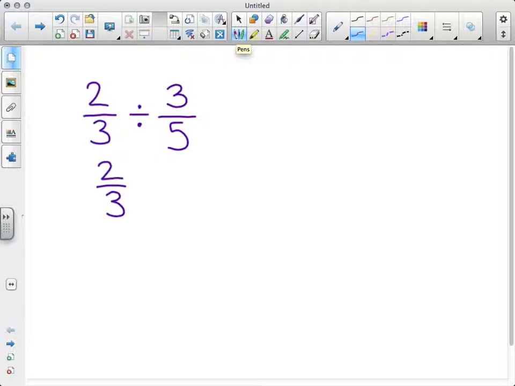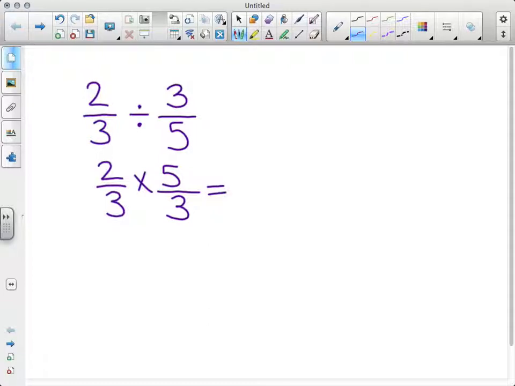You change division to multiplication, and because you did an inverse operation, the next number needs to be an inverse fraction, or the multiplicative inverse. And the inverse fraction is what we call the reciprocal. Fancy name for flipping the fraction over. So you do 5 over 3.